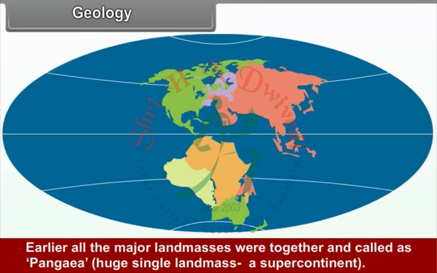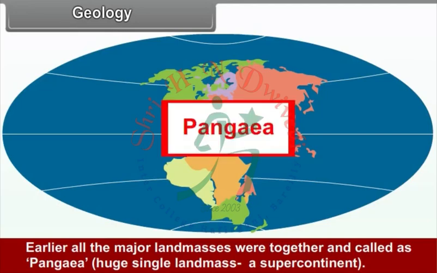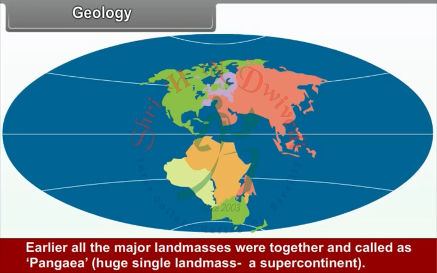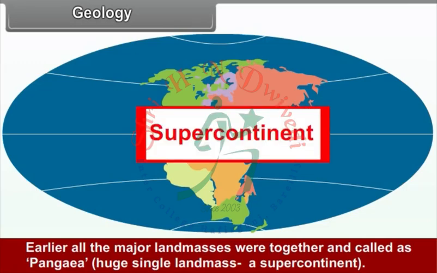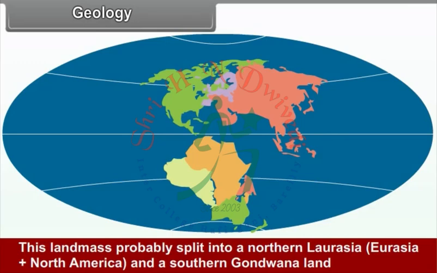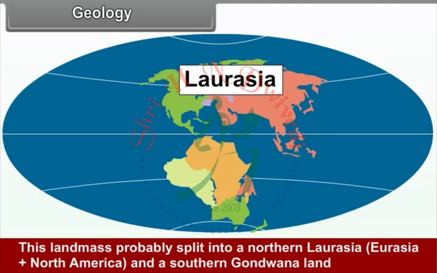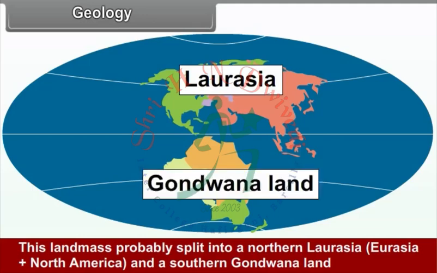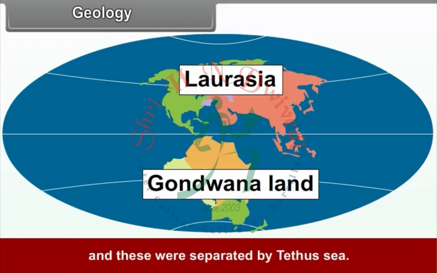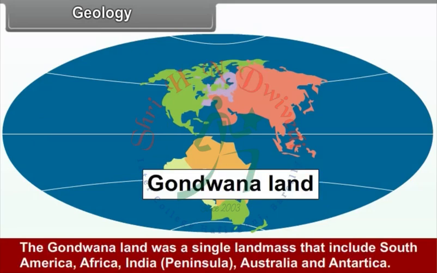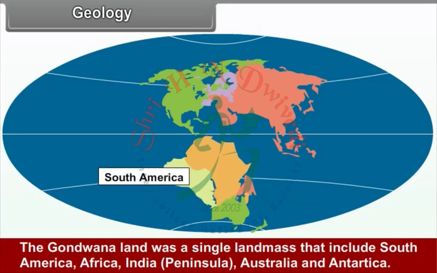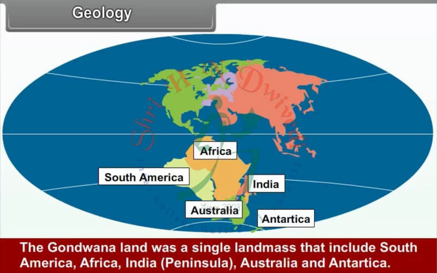Earlier, all the major land masses were together called the Pangaea, a huge single landmass, a supercontinent. The landmass probably split into a northern Laurasia, Eurasia plus North America, and a southern Gondwanaland, and these were separated by the Tethys Sea. The Gondwanaland was a single landmass that included South America, Africa, India, Australia, and Antarctica.